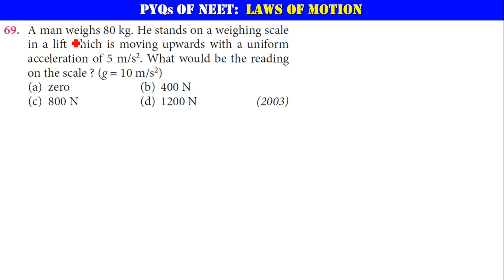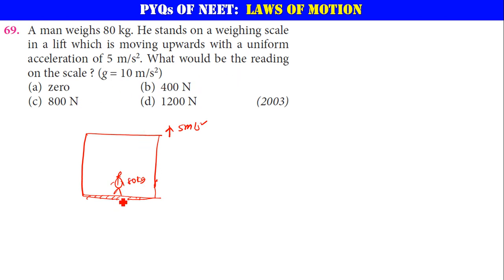A man weighs 80 kg. He stands on a weighing scale in a lift. Let us say there is a lift, and he is standing on a weighing scale. So now there is a weighing scale fixed here, maybe on this lift itself. So this man's weight is 80 kg. Very good. Now he stands on a weighing scale in a lift which is moving upwards with a uniform acceleration of 5 meter per second square. Excellent. What would be the reading on the scale now?